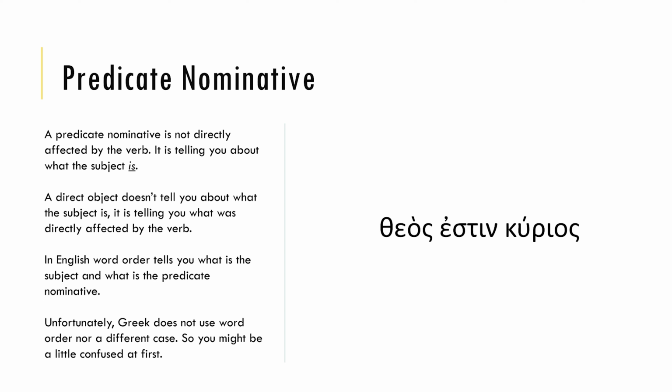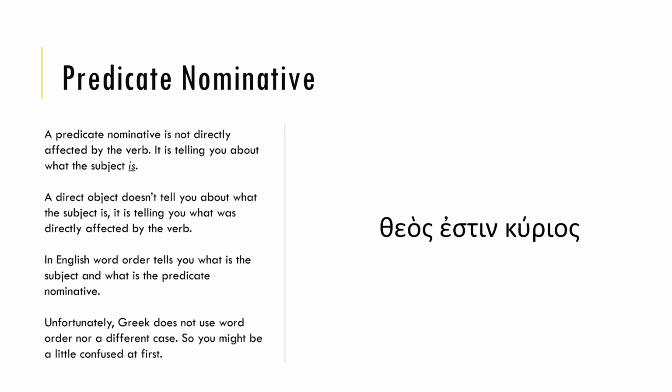All right, the last thing we talked about was the predicate nominative. We said the predicate nominative is not affected by the verb, so there isn't an action like throw or hit when it's a predicate nominative. Instead, a predicate nominative tells you what the subject is. So God is Lord, the Lord, right? A direct object doesn't tell you what the subject is. It tells you what is affected by the verb.